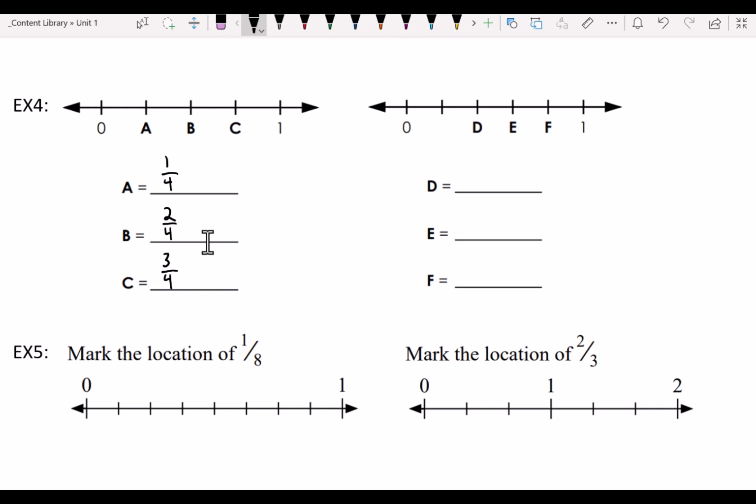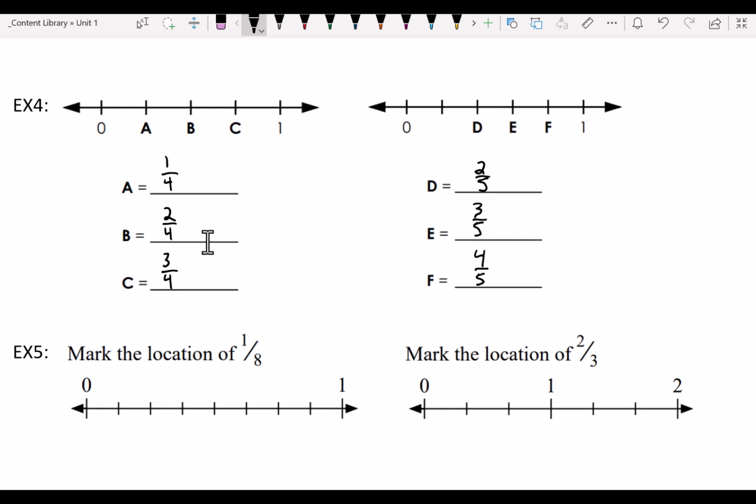For this example over here, we got to figure out, again, how many sections we have. So 1 section, 2 sections, 3, 4, 5 sections. So that's going to be out of 5. Let me get rid of these. So then how far did we go down to get to D? This is 1, this would be 2, so D will represent 2/5. E will represent 3/5, and then F will represent 4/5.